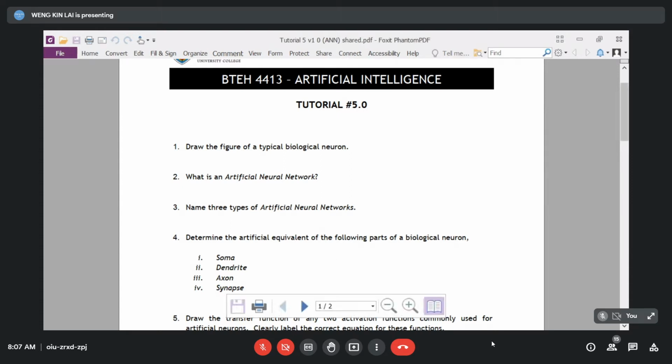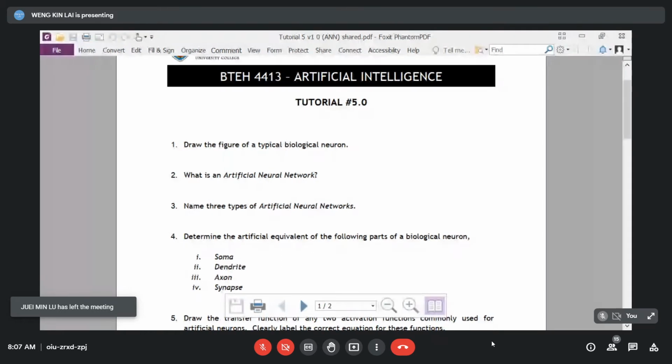Now this tutorial is related to the lectures on the introduction to neural networks. So we'll look at a few things here. I can get my system up. Okay. Now the first question is draw the figure. So this one is very simple.